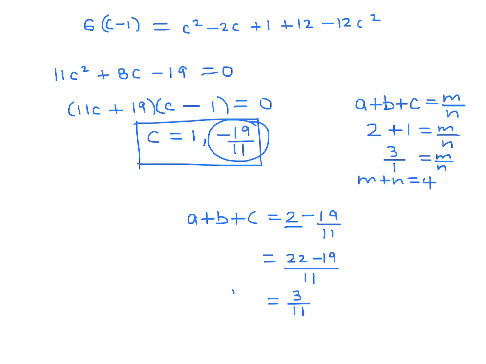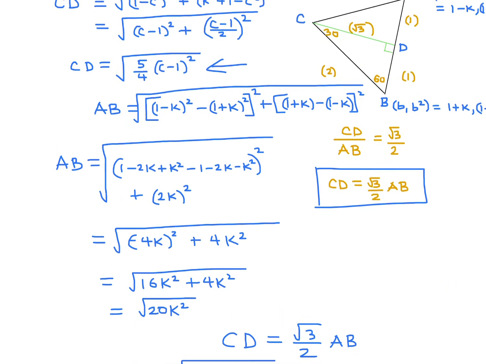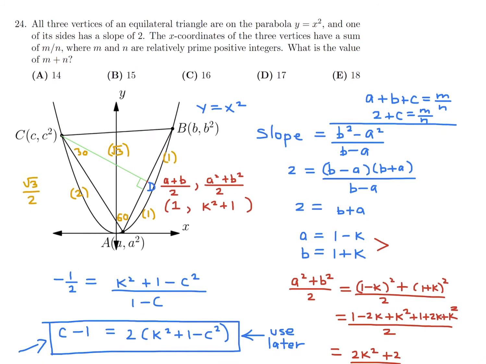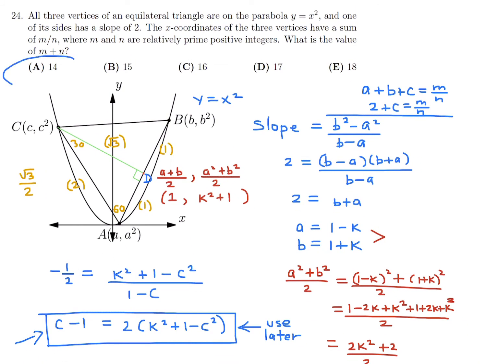3 over 11 is my m over n, and therefore m plus n would be 3 plus 11, which is 14. And let's see if 14 is one of the answer choices. I think it was. And it is. Number 24 is A.